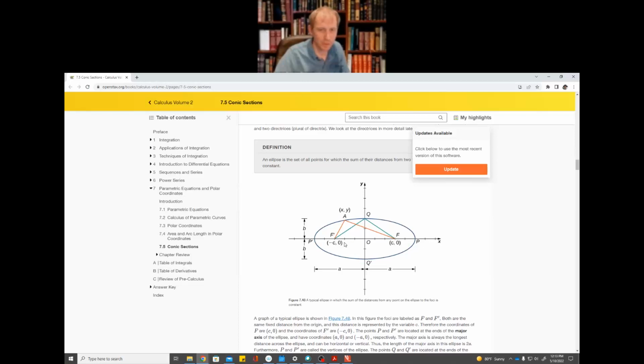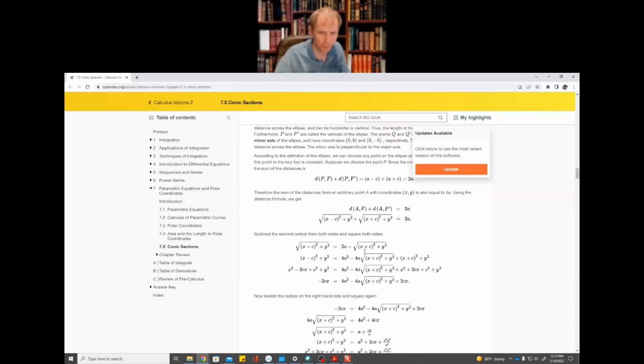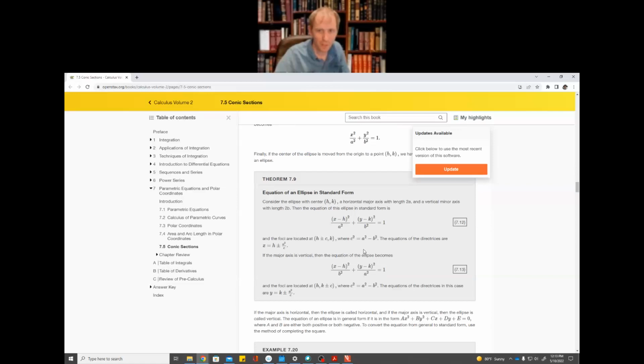The other major thing we talk about with an ellipse is the major axis, which is from one vertex to another. Then we have the minor axis, which is how wide it is at its narrowest point. When we look at the standard form, we need to know what those major and minor axis lengths are, because that figures into the equation.